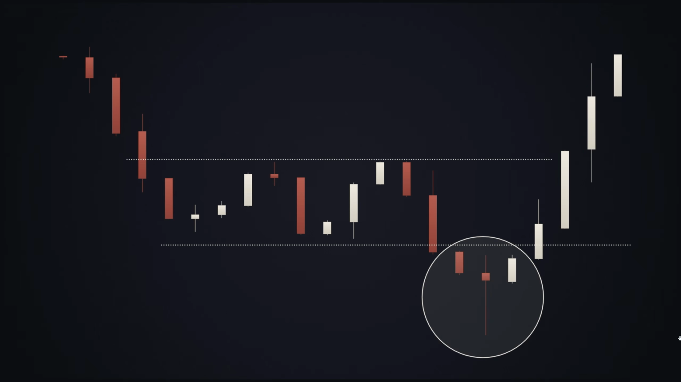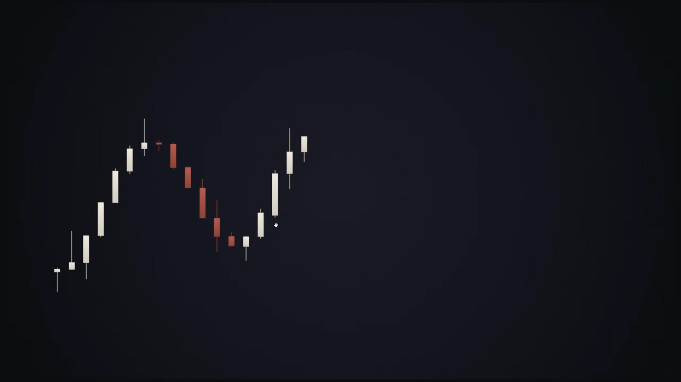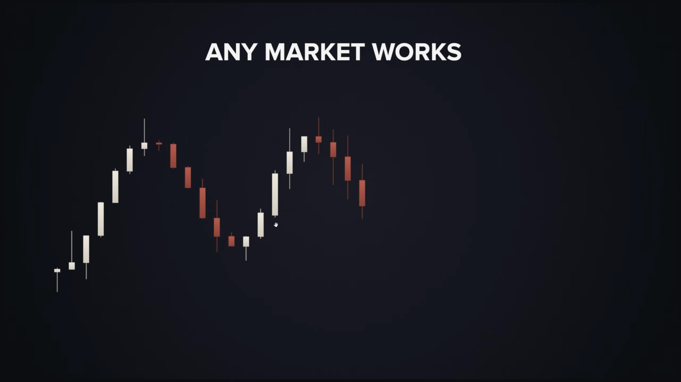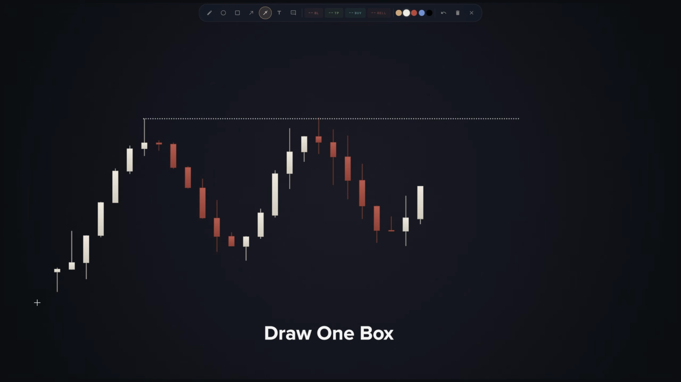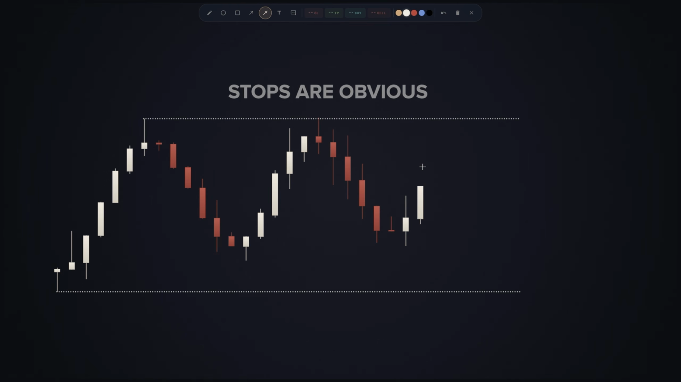I'll show you. Pull up any range on your chart right now. Gold, Forex, Bitcoin. It works on all of them. The first thing I do is draw one box. I connect the highs, connect the lows, and now I have a clean range. The edges are so obvious that the stops sitting just outside them are obvious too. Now I wait. Nothing happens until price actually pierces one of those edges.